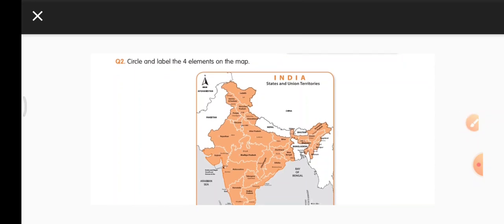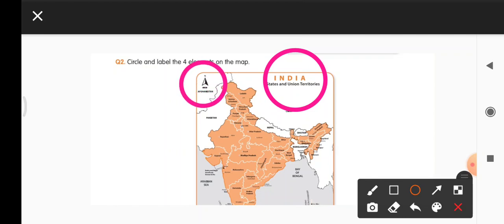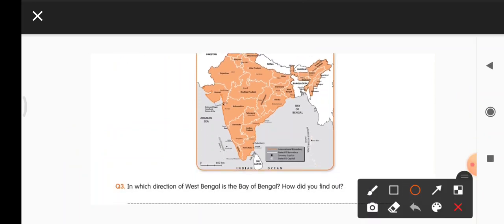Now, circle and label the 4 elements of the map. That is the second question, Nana. So, how can you do this? They are asking us to circle and label 4 elements of the map. Shall we do it? Okay. So, the first circle goes for the title of the map. Then the second one is the compass here. Then we have the legend here and we have the scale here. Okay, 4 things which we have done, right?